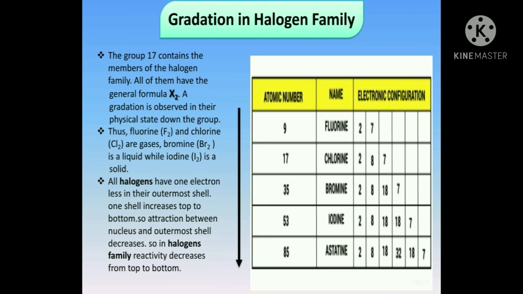Along with that, halogens have some special properties. All halogens have one electron less in their outermost shell. One shell increases from top to bottom. So, attraction between the nucleus and outermost shell decreases. So, in halogen family, reactivity decreases from top to bottom. This is about the lesson periodic classification of elements and about the modern periodic table.